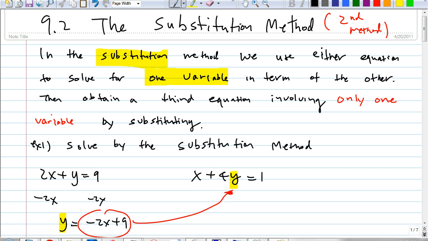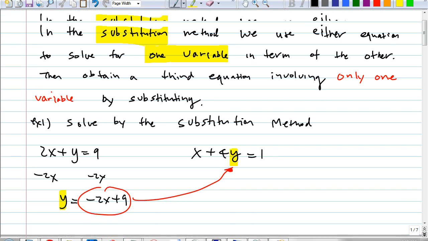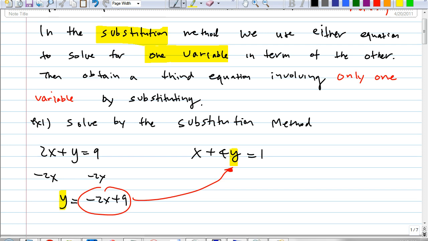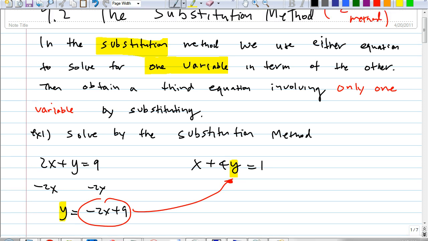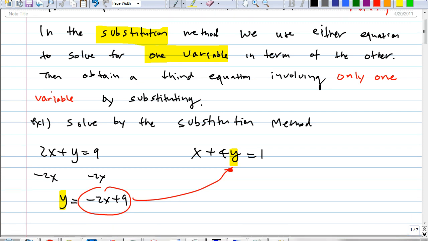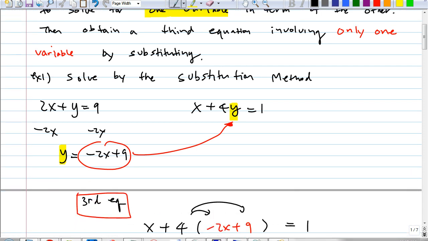Can somebody tell me what I get if I were to put it in? That's my third equation. You see where it says the third equation? You combine the two equations to obtain a third equation involving only one variable. Notice what happens as you plug it in. Somebody tell me what to write. Yeah, Jennifer. That's exactly right. And like Caleb says, this is how we get the third equation.